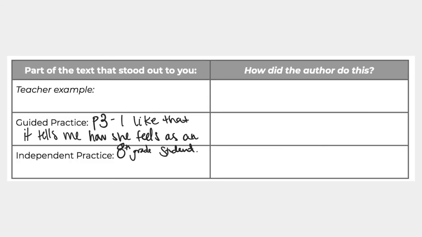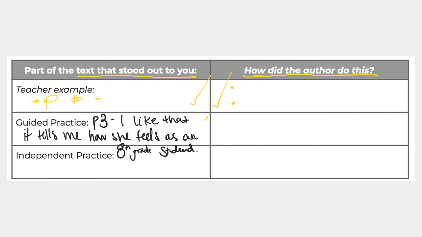All right, so again with this table, as you reread the scholarship jacket, you're going to take note of the parts that stand out to you and write them down here. Just write what paragraph it is and what stood out to you. And then you're going to look at it real closely and try to make notes of how the author did this. So we completed the first row together. I started this second box for you in the guided practice.